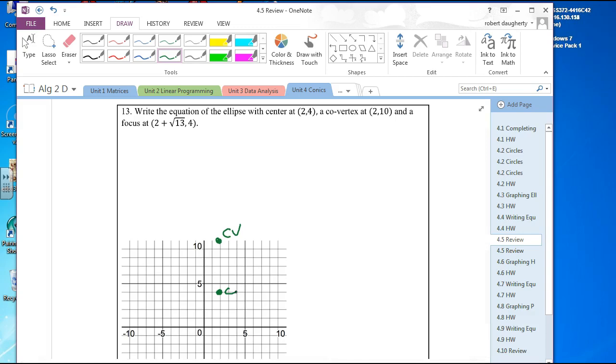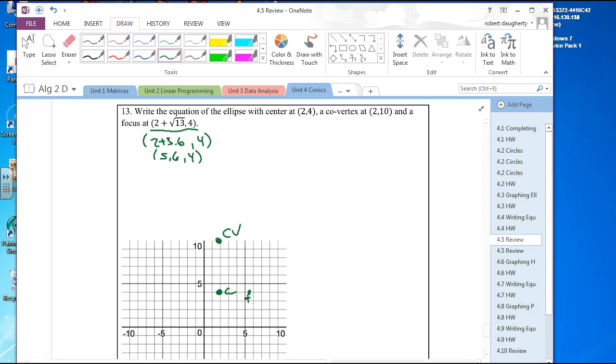And then they give me what a focus is. So square root of 13 is, what is that? About 3.6. So this is 2 plus 3.64, so this is about 5.64. That's about where this is. So that tells me there's a focus at about 5.64, somewhere in there is a focus. So what I'm missing is the vertex.